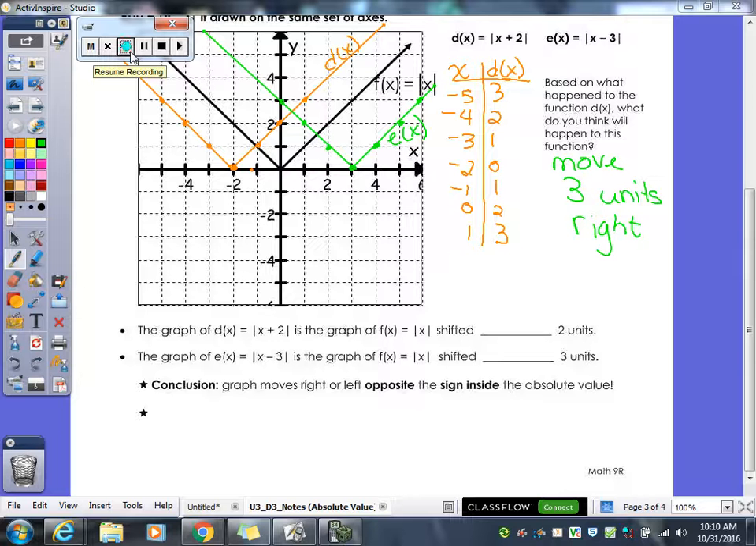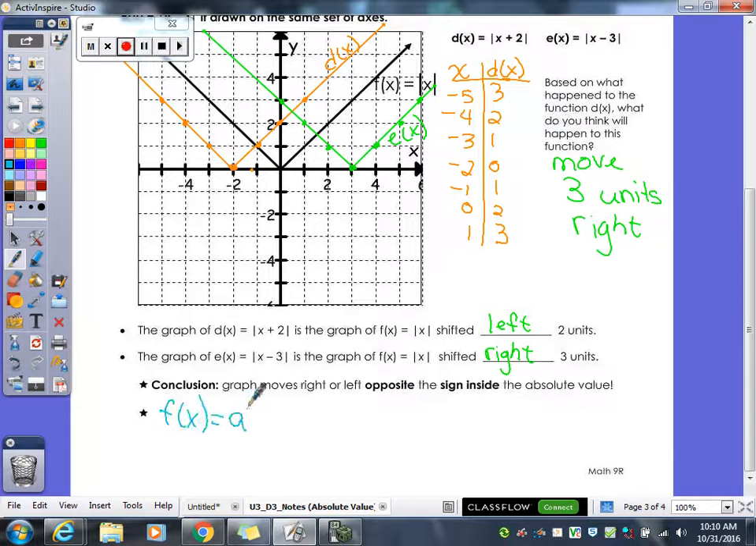So absolute value of x plus 2, that was shifted left 2 units. Absolute value of x minus 3 was shifted right 3 units. When you're in the absolute value bars, it's always going to be the opposite of what you think. So conclusion, graph moves left or right opposite the sign inside the absolute value.